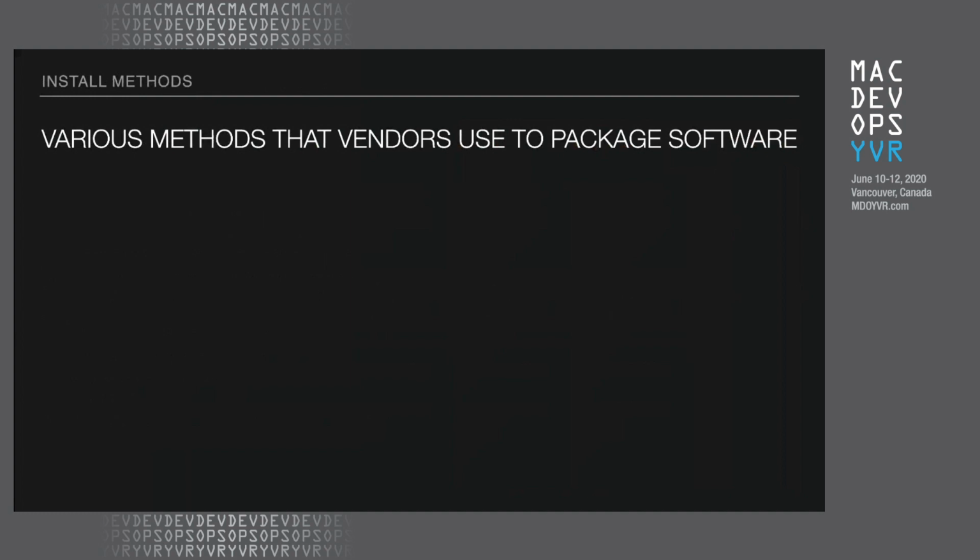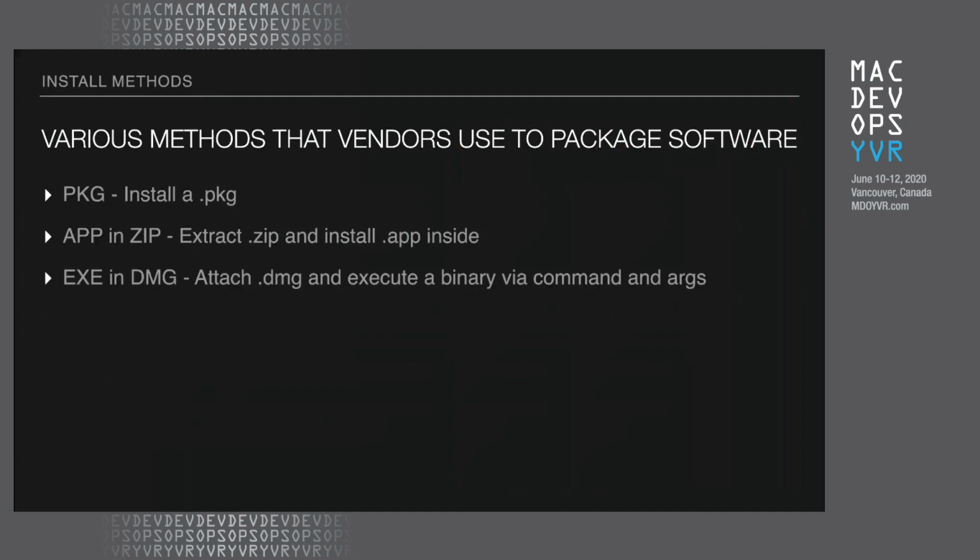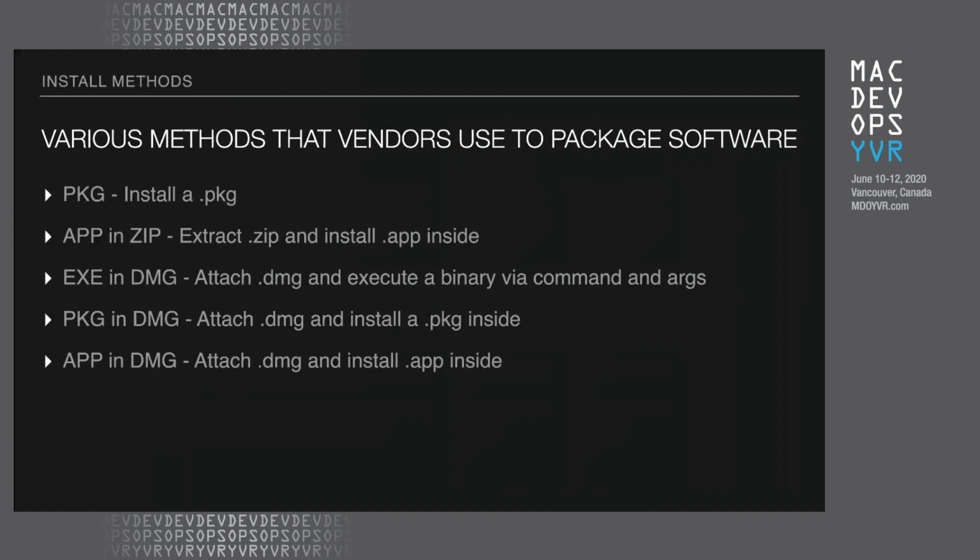So what are the various methods that vendors use to package software? There are quite a few. So there's a package where you just install a package. There's an app in a zip. You extract a zip file and install the app inside. There's executable in DMG, where you attach to a DMG and you execute a binary via command and arguments. There's package in DMG, where you attach a DMG and you install a package inside. And then there's app in DMG, and this is the one we'll focus on here, where you attach a DMG and you install the app inside.